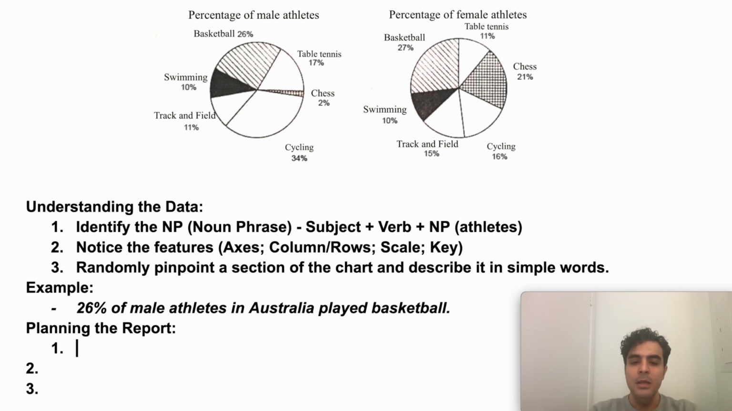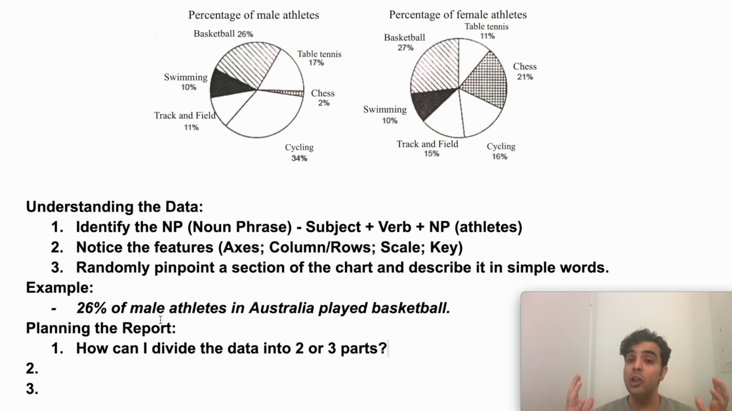So number 1, that is the first question that you need to answer, is how can I divide the data into 2 or 3 parts? Okay, this is question number 1. You always need to look at your data and ask yourself, how can I logically divide this information into 2 or 3 parts? Now, you might be wondering, why 2 or 3? Like, what's the big deal here? Why do I need to come up with 2 or 3 parts?